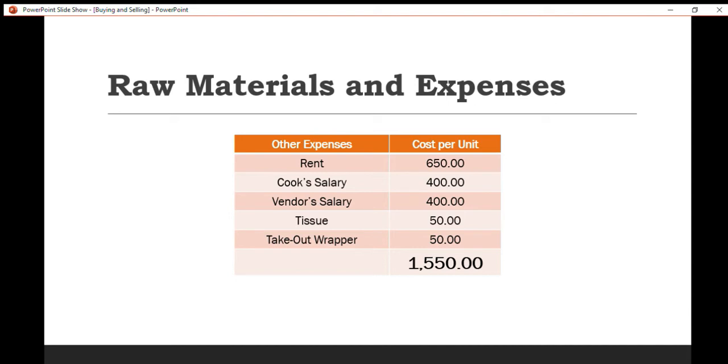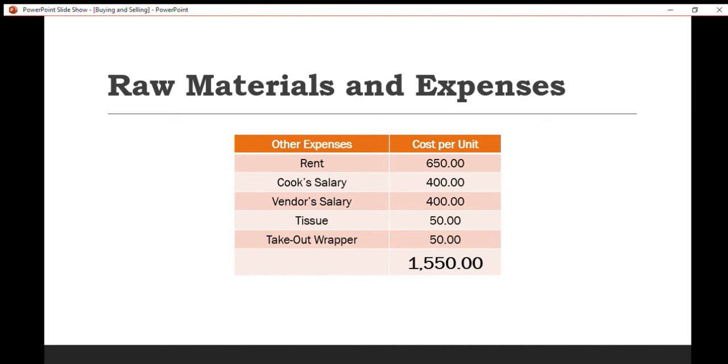Cook salary, so 400 pesos, minimum wage yan sa Manila. Vendor salary, 400 pesos, then minimum wage. Actually, minimum wage na nga sa Manila is around 465 pesos. So, medyo maliit na to. Tissue, 50 pesos, and takeout wrappers ay 50 pesos. So, ang total nito ay 1,550 pesos. So, sa raw ay 545 lang. Pero pagdating dito sa other expenses, mas malaki, 1,550 pesos.